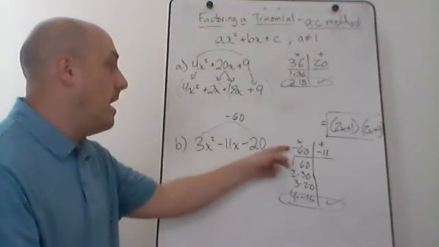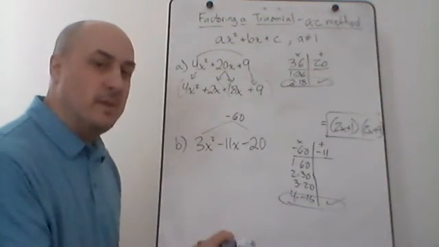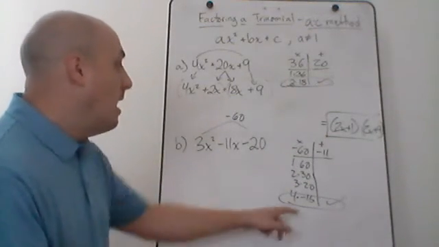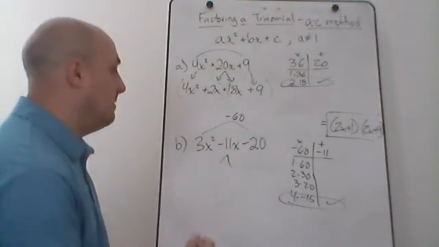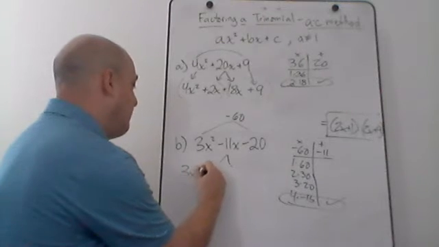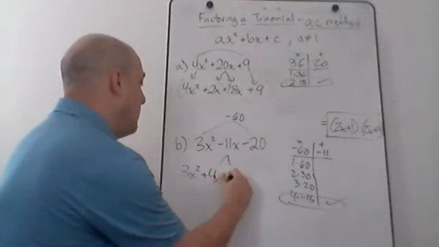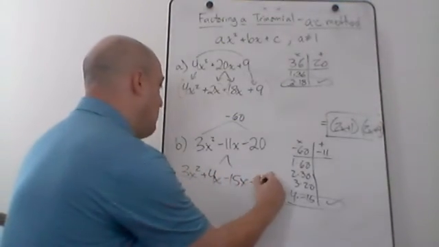All right, just keep in mind, when this is a negative, one of those has to be negative, so that kind of gets thrown into it. All right, so the 4 and the negative 15, I use those to split apart that negative 11x that's in the middle. So I have 3x squared plus 4x minus 15x minus 20.